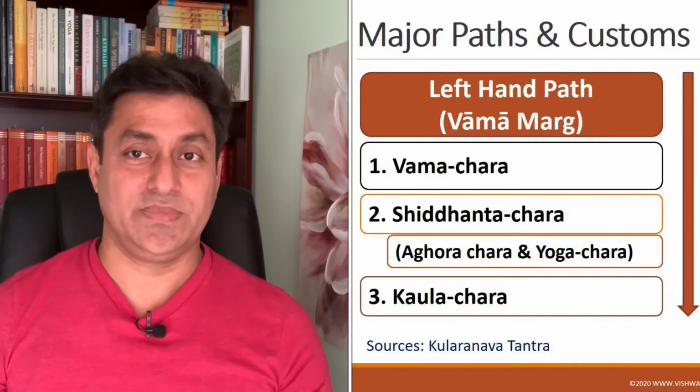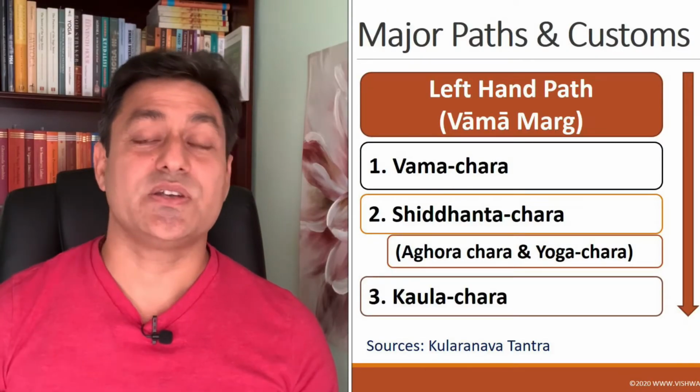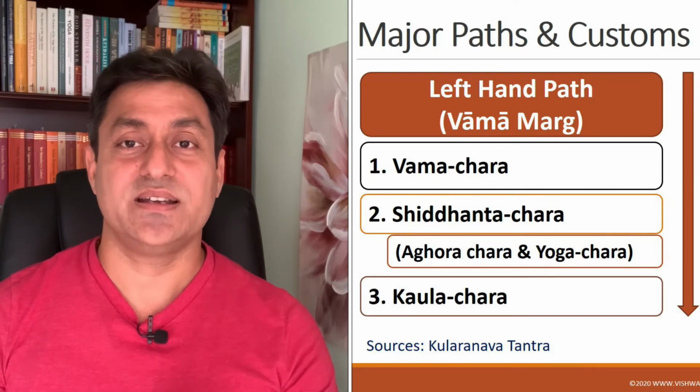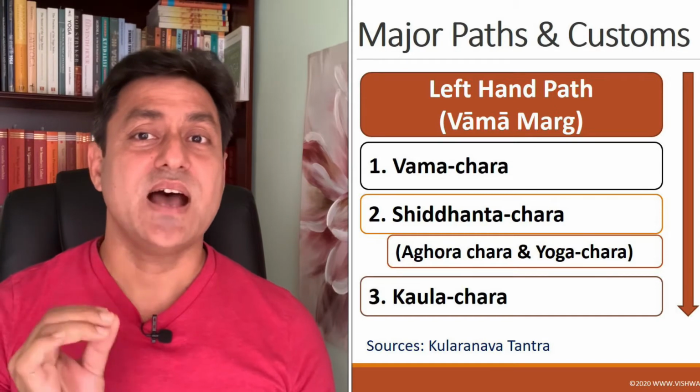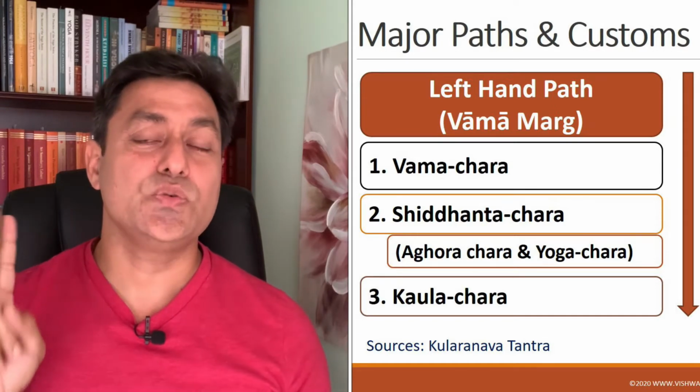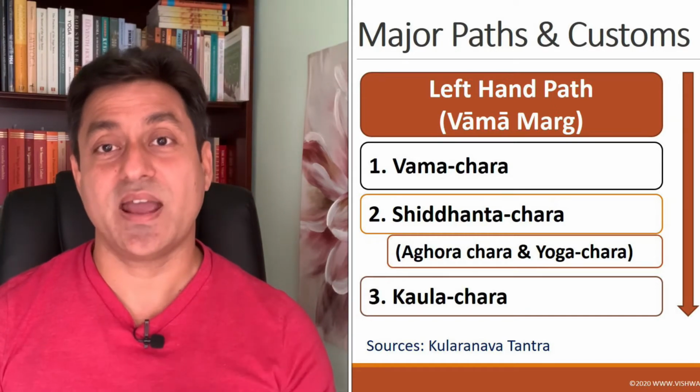Now, left-hand path customs and practices. There are 3 major customs: Vamachar, Siddhantachar, and Kalachar. Within Siddhantachar, there are 2 subdivisions, Aghorachar and Yogachar. Kalachar is considered to be the highest school on the left-hand path.